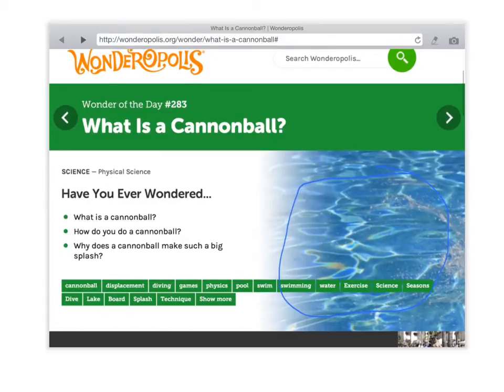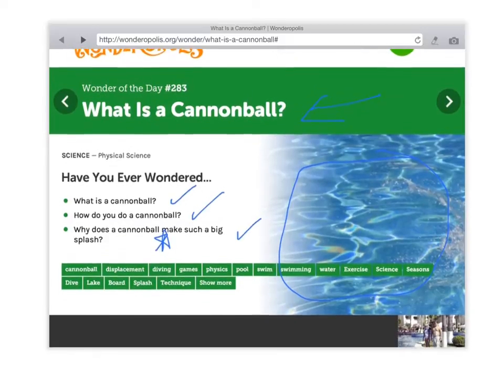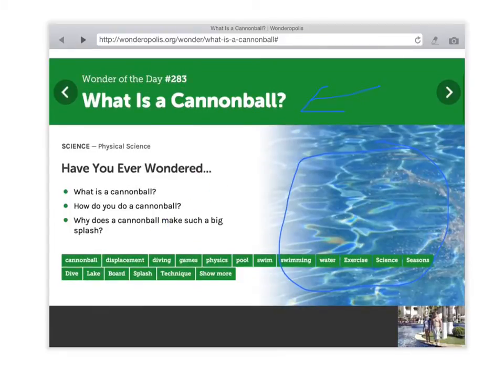So as I start, first of all, I'm just going to preview the article, because that's what I do when I'm starting to read nonfiction. The title here says, what is a cannonball? So I'm going to be learning about what is a cannonball. And I know that in Wonderopolis, they always have a few questions that they focus on. So here the questions are: what is a cannonball? How do you do a cannonball? Why does a cannonball make such a big splash? And I think that this question is probably going to help me answer my question.